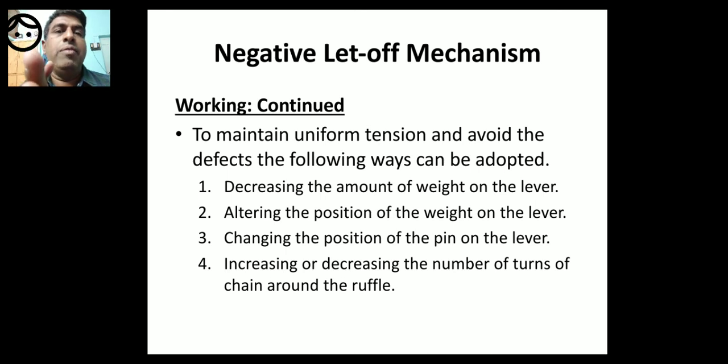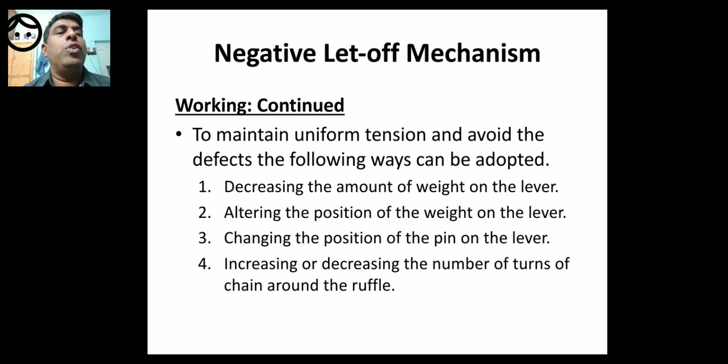By placing it in the first teeth, second teeth, third teeth, or fourth teeth. That's the position of the weight on the lever. By altering the position of the weight on the lever, uniform tension can be maintained. Third point, changing the position of the pin on the lever. I have explained this with the help of a gymnasium pin. When you go to the gym, you can change the position of the pin.